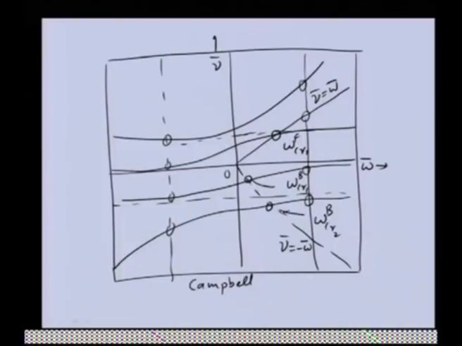Campbell diagram, and this is a very famous diagram for obtaining the critical speed of the rotor system, in which we plot the whirl frequency with spin speed. What is the whirl frequency variation with respect to the spin speed?